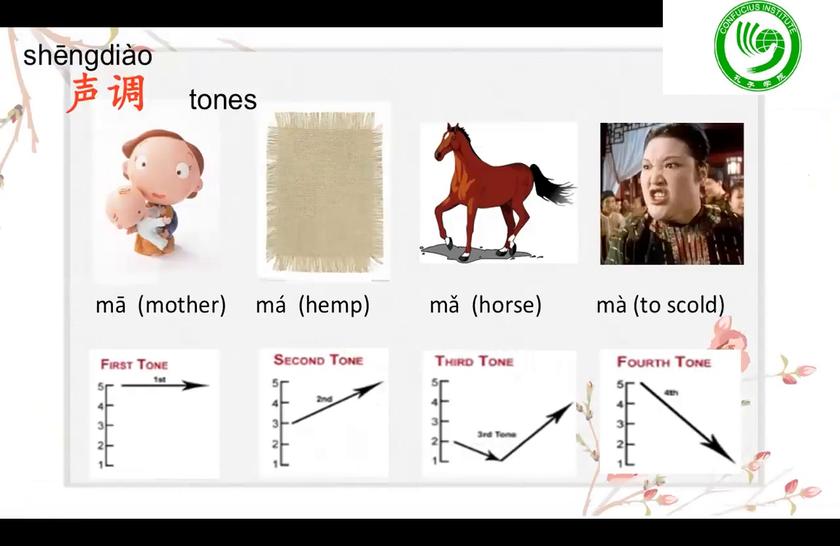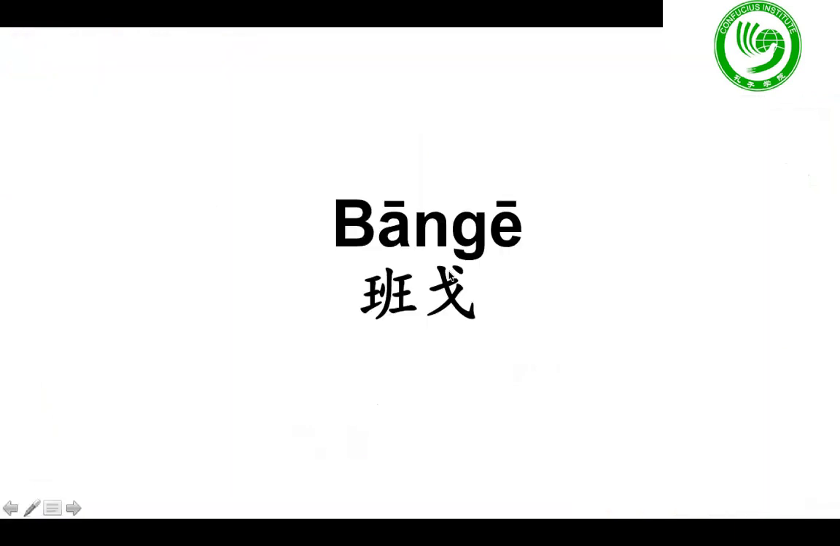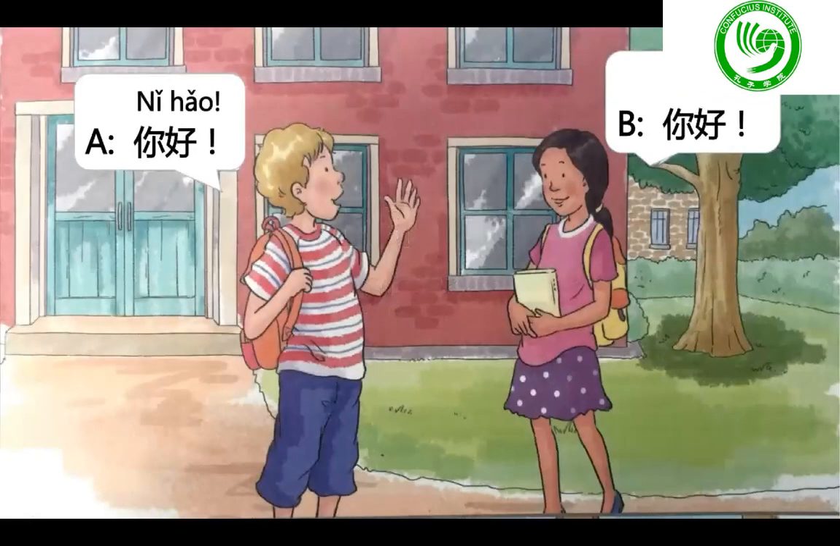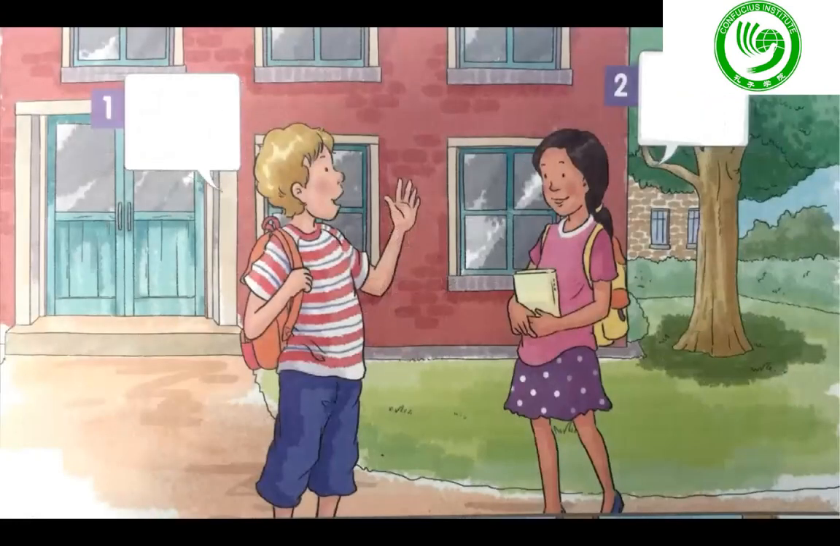Look at here. Here are the pinyin, and here are the Chinese characters. Could you please guess what this word means? I'm gonna read it for you. This is 班歌, 班歌, means class song. Interesting, right? Now we are going to learn the first dialogue: how to say hello.